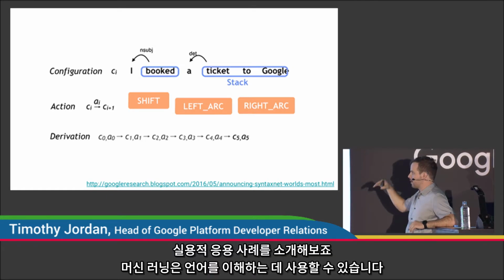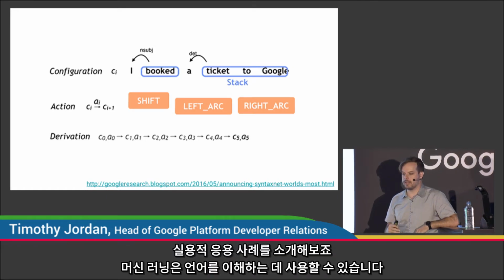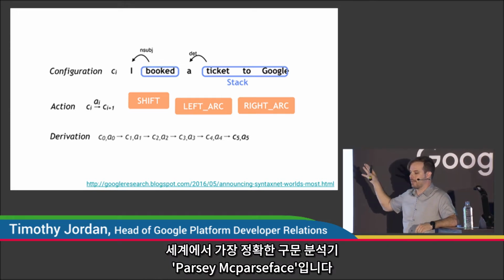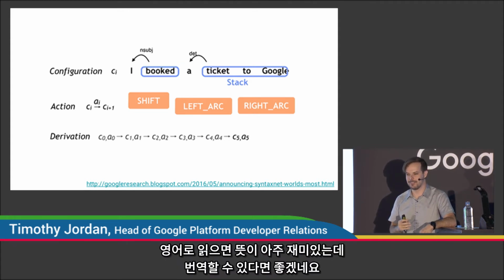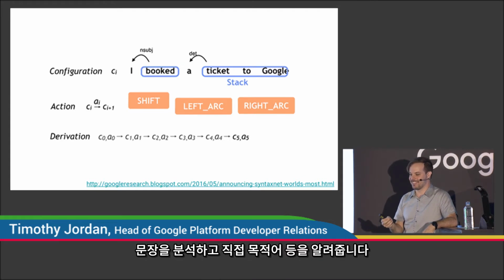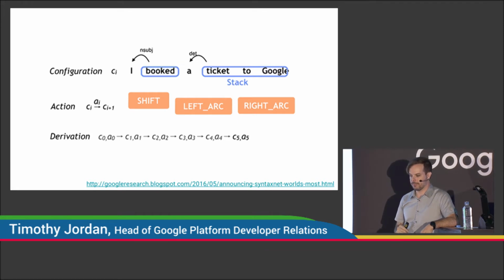And of course, back to some practical applications, machine learning can be used to understand language. Now, this is the world's most accurate syntax parser in action. It's called Parsey McParseface, which is a really funny name in English. I hope it translates. And it can analyze sentences, telling you things like what the direct object of the sentence is.